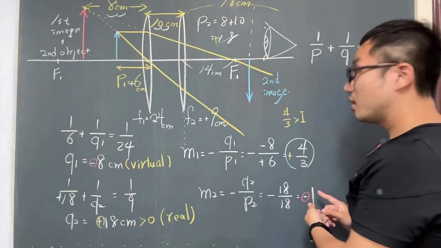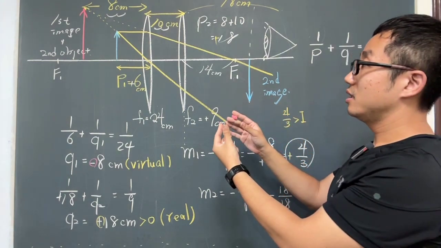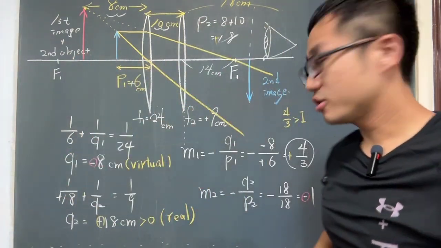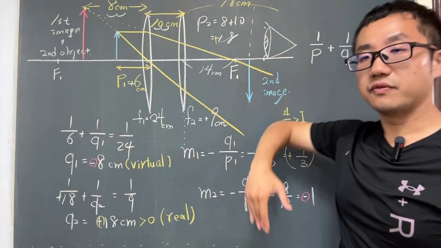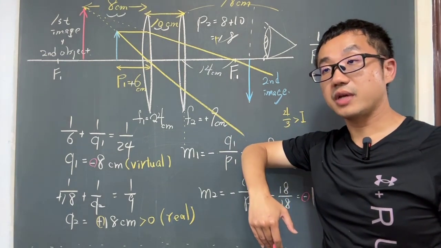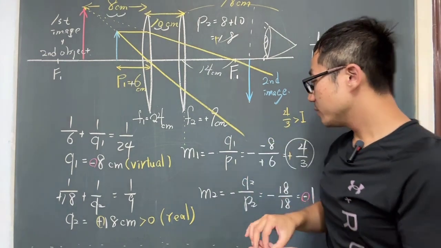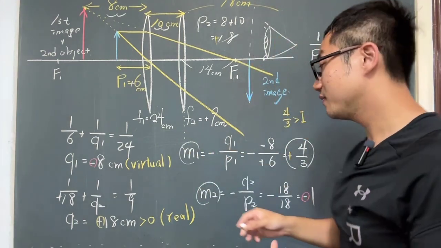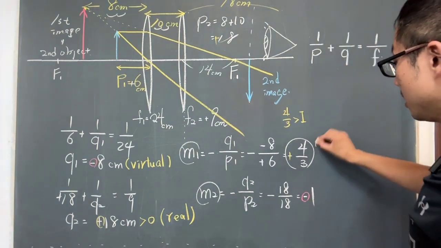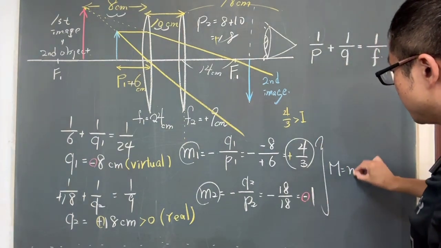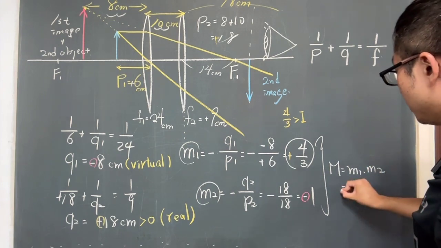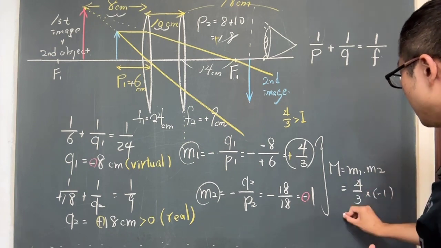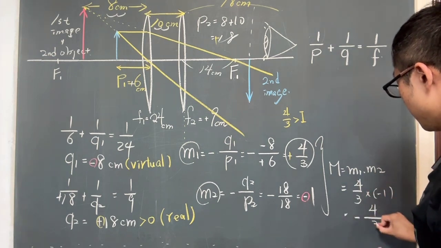The 1 means that the image is not bigger. It's the same size as the second object, as the first image. And the minus tells you that it's an inverted image, upside down. So if we get the first magnification and the second magnification, now we can further calculate the total magnification, m1 times m2. m1 times m2 is positive 4/3 times -1, which is -4/3.